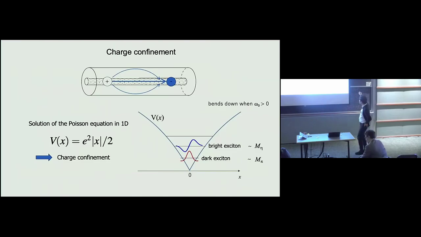What this photon energy, omega naught, will do is bend down this potential. When I have finite omega naught, this will bend, and it will become flat at some distance.